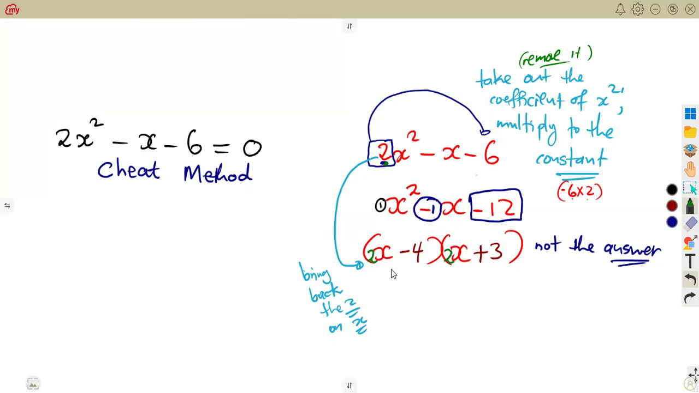So it's 2x minus 4, and this one is 2x plus 3. 2x minus 4, 2x plus 3. At the final stage now, we are almost there. Okay, guys, do not worry. So remember what I said? You multiply by 2 to the constant. You have removed that 2. You factorize as usual. You bring back the 2 on x. So this is what you're going to do at the last stage.